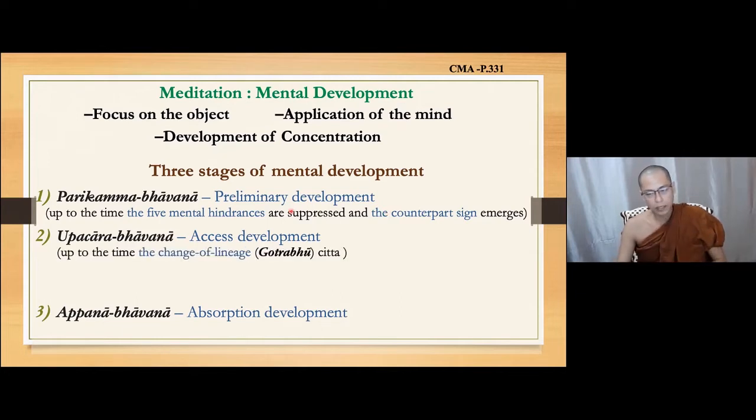Then, after the appearance of the counterpart sign, the meditator applies his mind onto that counterpart sign and tries to develop the concentration up to another level. That process of focusing on the counterpart sign and developing, up to the mind movement of the change of lineage, Gotrabhu Chitta, is called the access development.